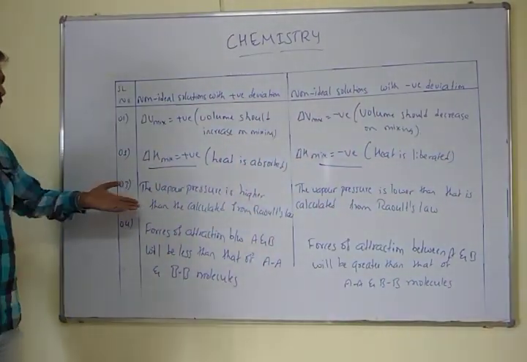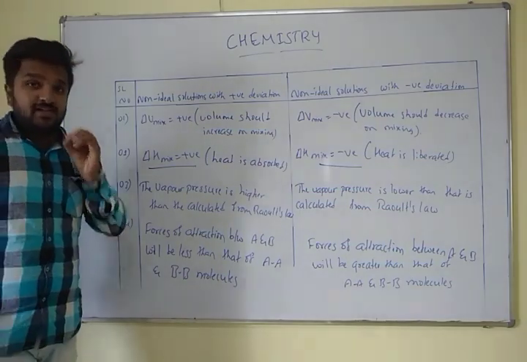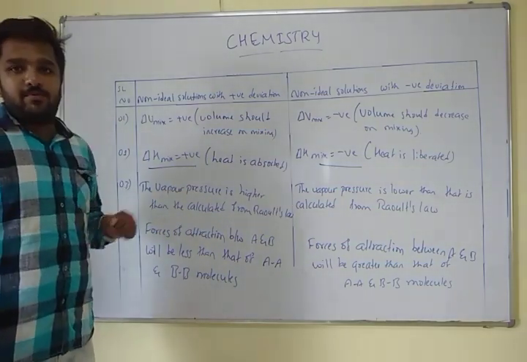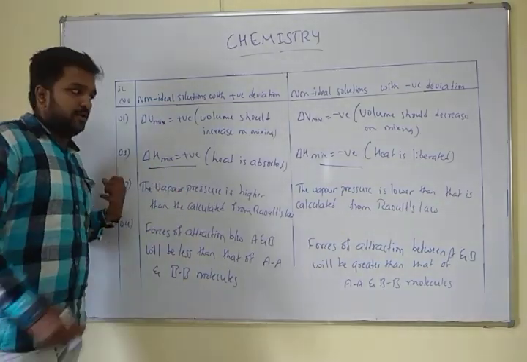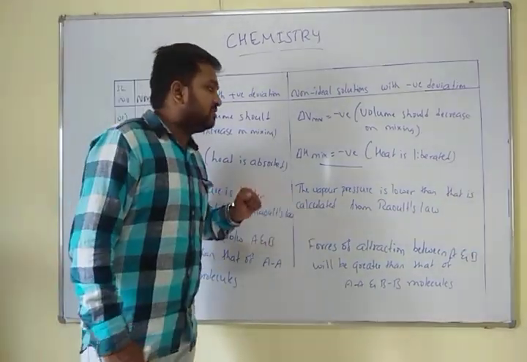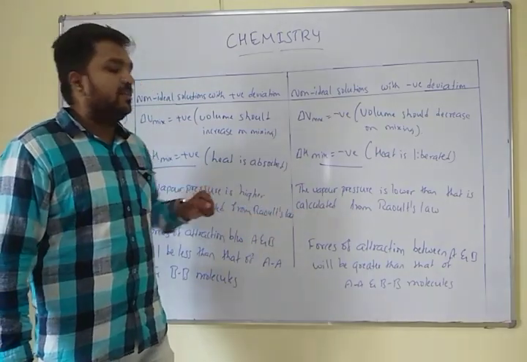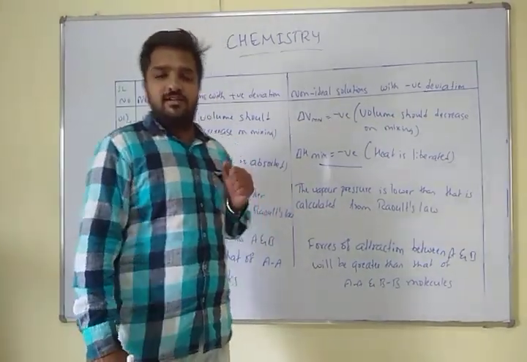And coming to the third one, the vapor pressure is higher than the vapor pressure calculated from Raoult's law. We have seen this also in the graph in our previous slide. And in the other case, the vapor pressure is lower than that calculated from Raoult's law. That is the third difference.